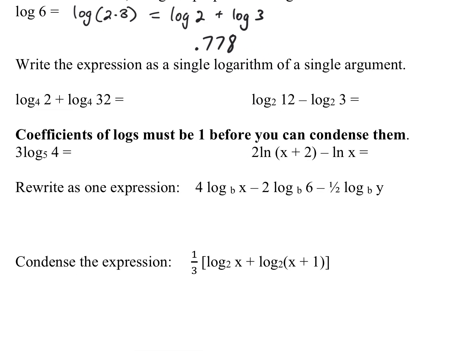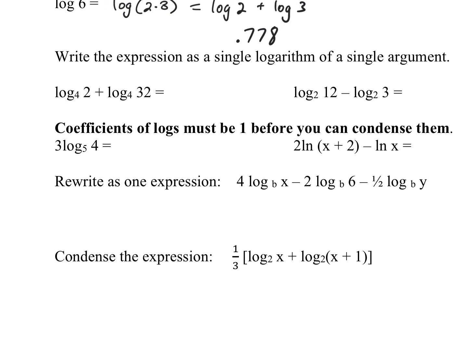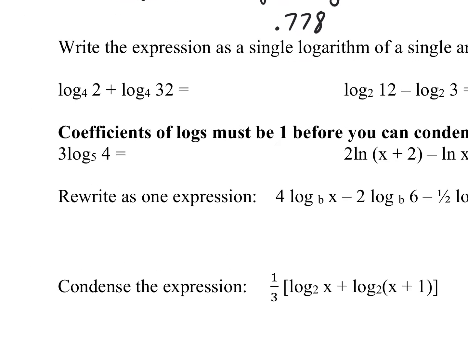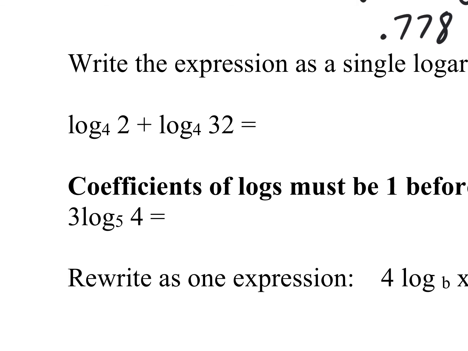We will also go in the opposite direction. We can write the expression as a single logarithm. So here we have the log base 4 of 2 plus the log base 4 of 32. And 4 doesn't easily work with exponents into 2, doesn't easily work with exponents into 32. But if we condense these, we can rewrite it as a log base 4 of 2 times 32, which is 64, which we can evaluate. We know that the log base 4 of 64 is 3 because 4 to the 3rd power is 64.